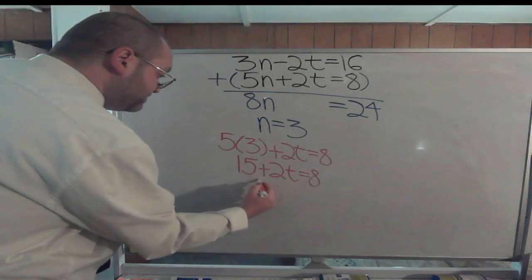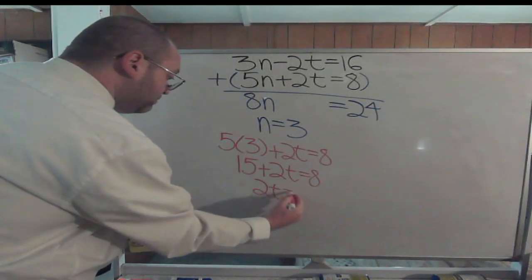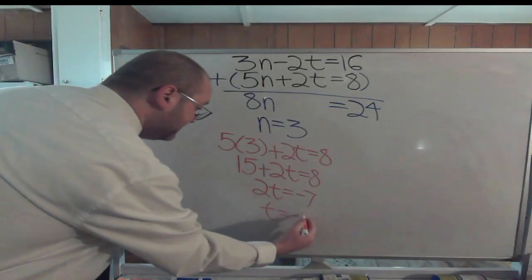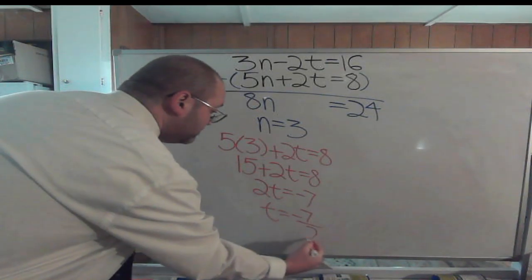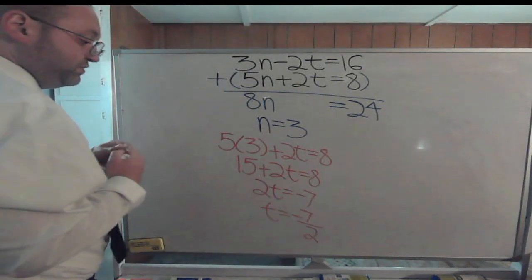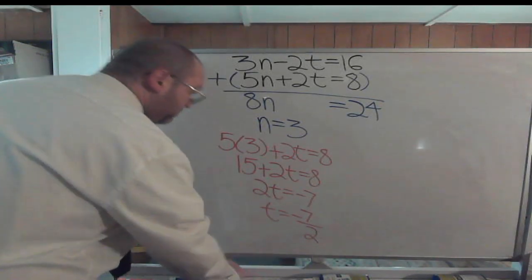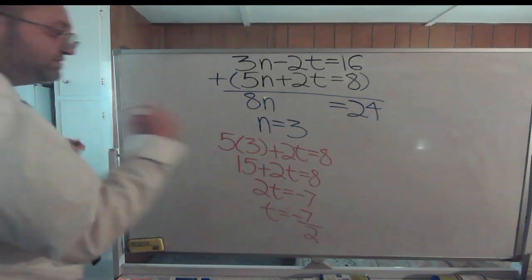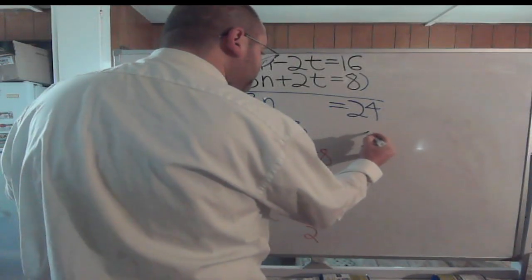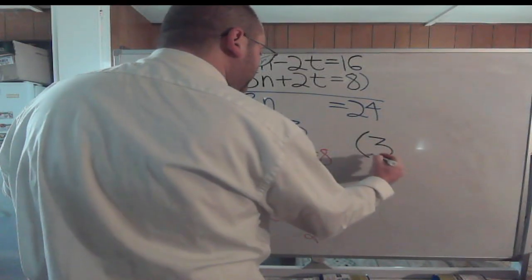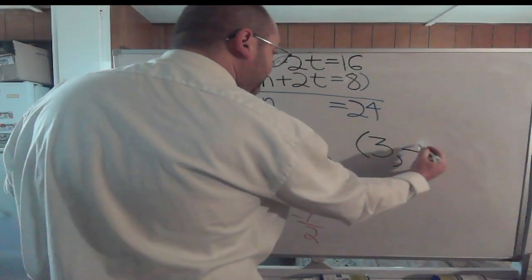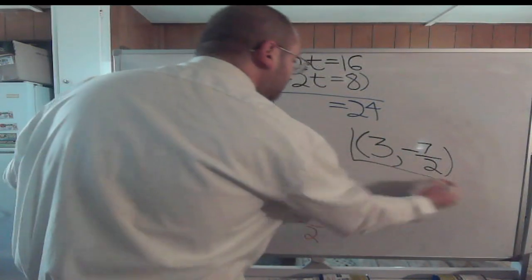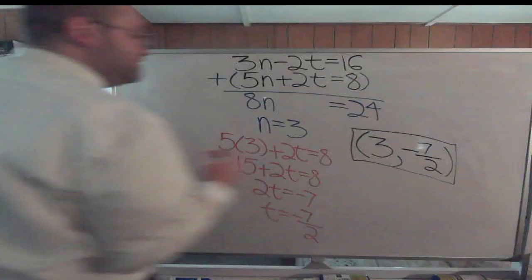So that means 2t would equal negative 7, so t equals negative 7/2. And again, you can get fractional answers for coordinates. That is perfectly normal. So the n coordinate's 3, the t coordinate's negative 7/2, so the ordered pair for your solution will be 3, negative 7/2. That's exactly what you would get, 3, negative 7/2.